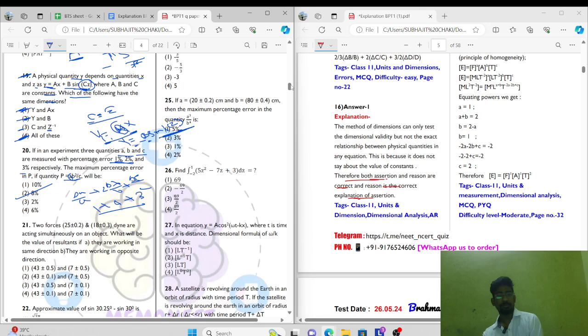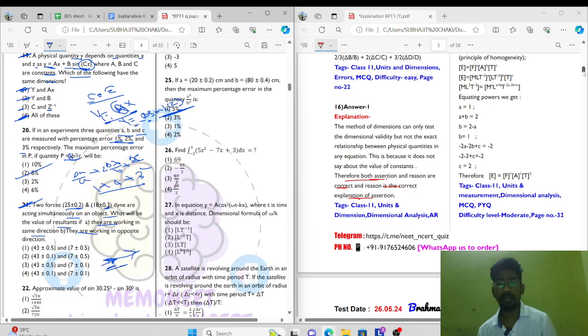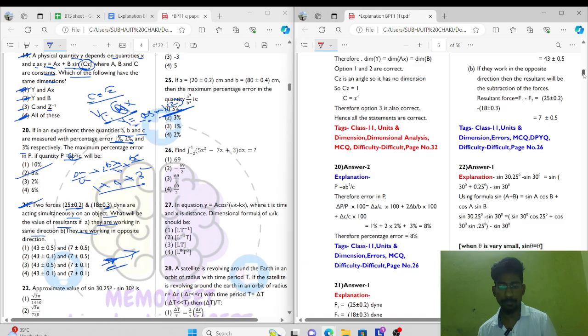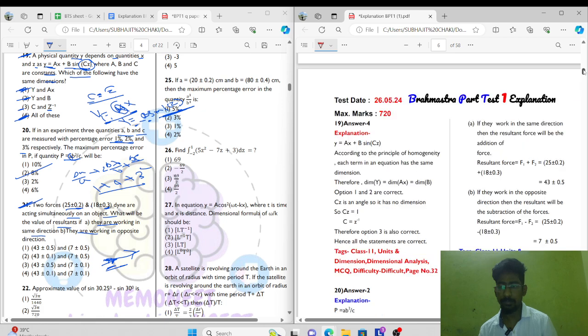Now, they are working in the opposite direction. Opposite direction means they will be subtracted from each other. It will become 25 minus 18, this is 7. 0.3 minus 0.2, it will become 0.1. So that means option number, which one is the 0? Option number 1, yeah, this one.